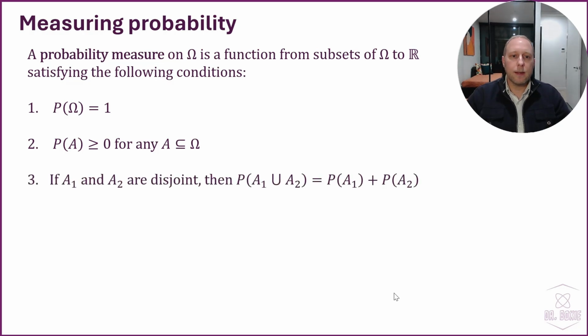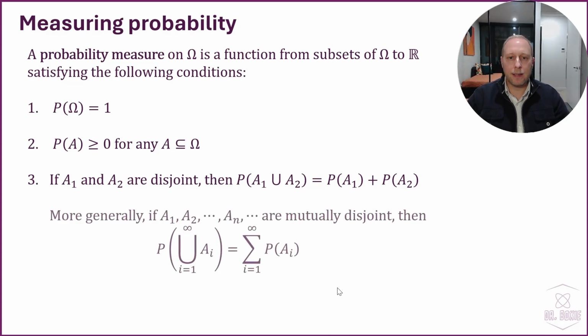And finally, that if we take two events, A1 and A2, and they are disjoint, meaning they have nothing in common, then the probability of A1 or A2 will be the probability of A1 plus the probability of A2. And more generally, if we take not two disjoint events, but many disjoint events, A1, A2, A3, and so forth, and they are all mutually disjoint, meaning that each pair that you would choose is disjoint, then the probability of the union of all of them is simply the sum of the individual probabilities.